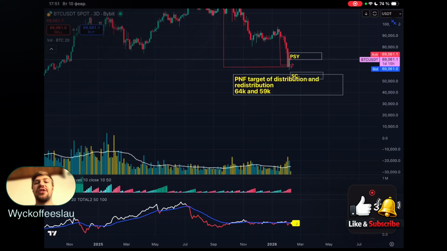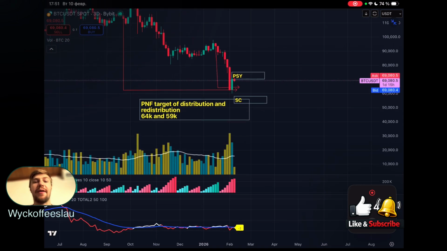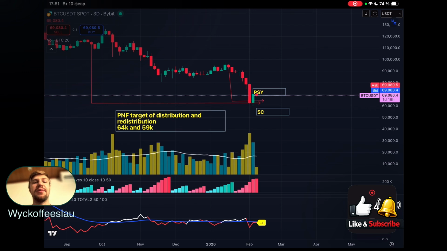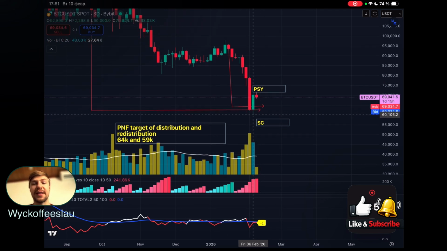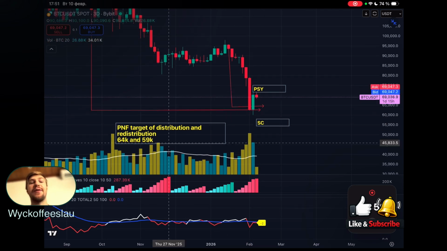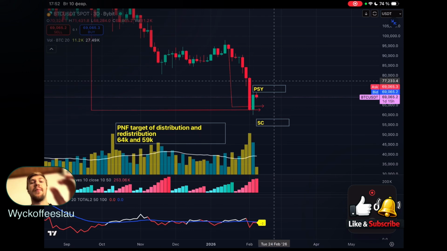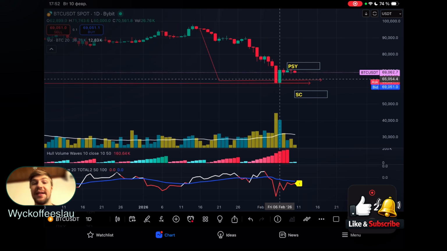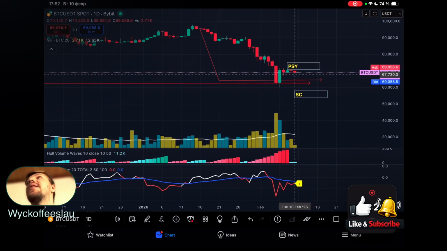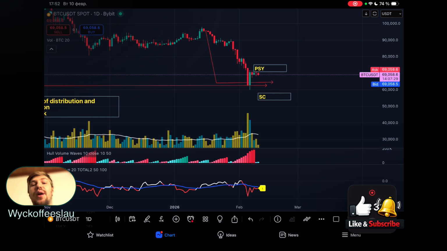And let's check today's situation. We have a point and figure target for distribution and redistribution of maximum 64,000 and minimum 59,000. We already almost have the second target, by the way, like in the first case, and now we go up. But that's all we have. Probably that was preliminary supply. Maybe it's even here. You can say it right now. So only one target completed.